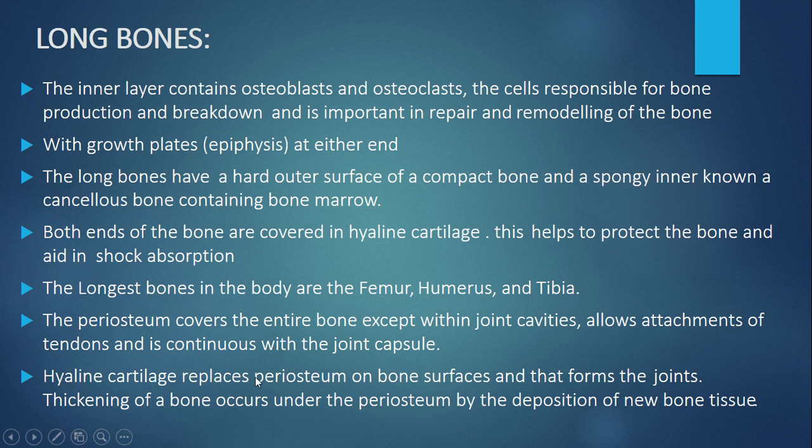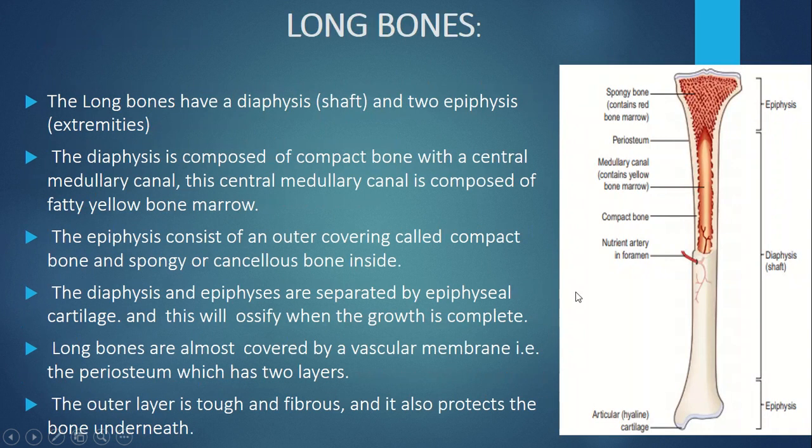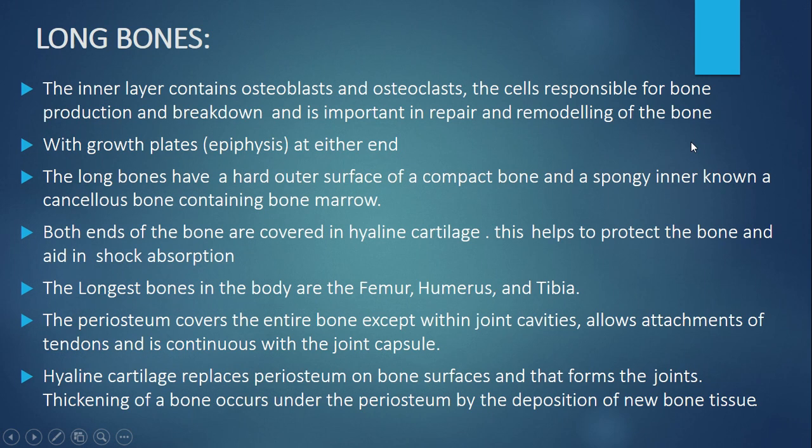The hyaline cartilage replaces the periosteum on the bone surface and that forms the joint. As I mentioned earlier, the hyaline cartilage is the one which replaces it. The thickening of the bone occurs under the periosteum by the deposition of new bone. The cell responsible for bone production is the osteoblast, present in the inner layer of the periosteum. Because of these bone cells, the deposition of new bone tissue occurs under the periosteum, and it gives the thickening of the bone. So that's why the bones are very thick.